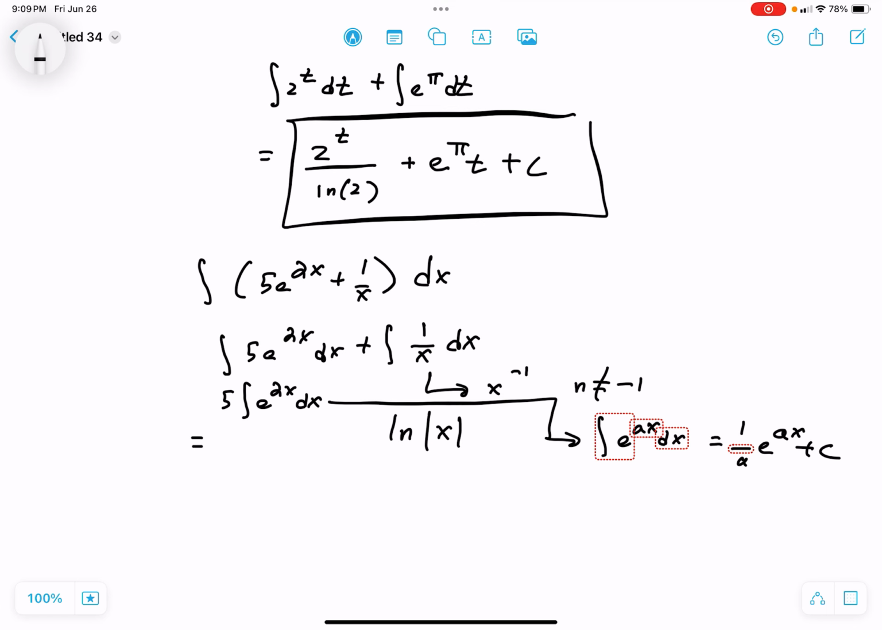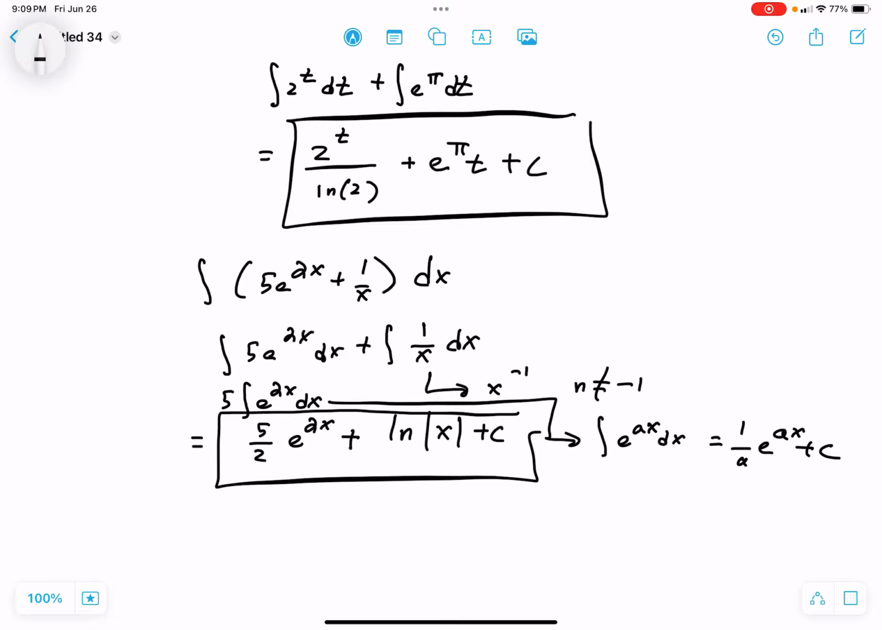Okay? So now I'm going to go back to this. Well, if that's true, then the integral of e to the 2x dx equals 1/2 times e to the 2x. And I still have that 5 there, so this is going to be 5/2 e to the 2x. I still have that ln of the absolute value of x, and you cannot forget to add on a plus c. And that's the result for my third integral.